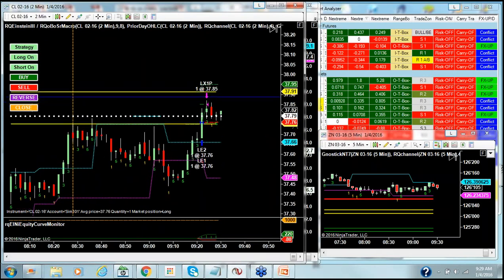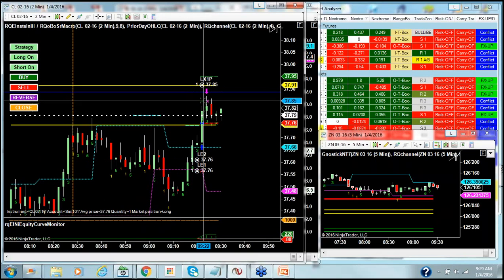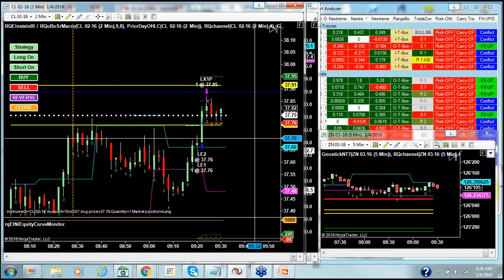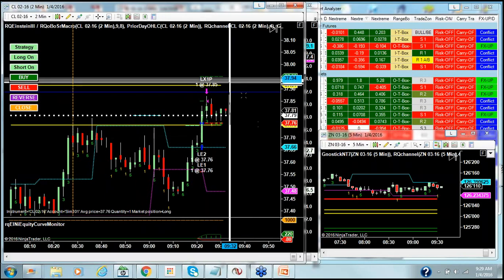And 2 contracts. The first exit was 9 ticks. Once it reached the first target, then the stop loss on the second contract moves to break even. The target for the second contract, well, give it a second here. The Ninja is reloading something here. Looks like it's 37.95, I believe.